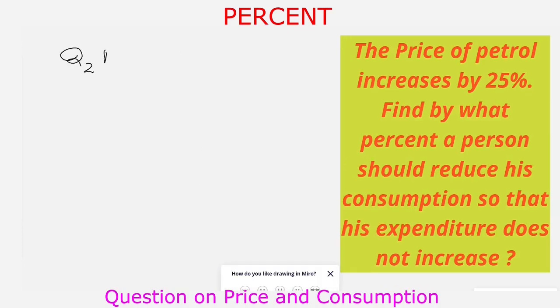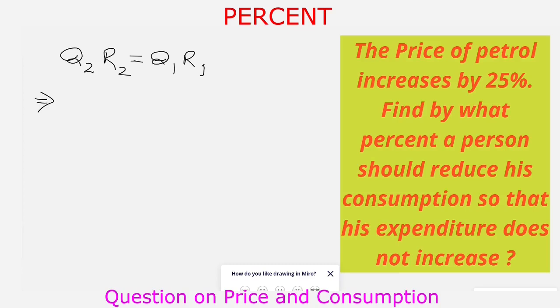Q2 into R2 equal to Q1 into R1. Q1 is the earlier quantity when the price was not increased, and R1 is that rate when the price was not increased. Now Q2 is the final quantity when the rate has increased, which is R2. So we put the values like this. R2 is now 25% above the previous price, which is R1.